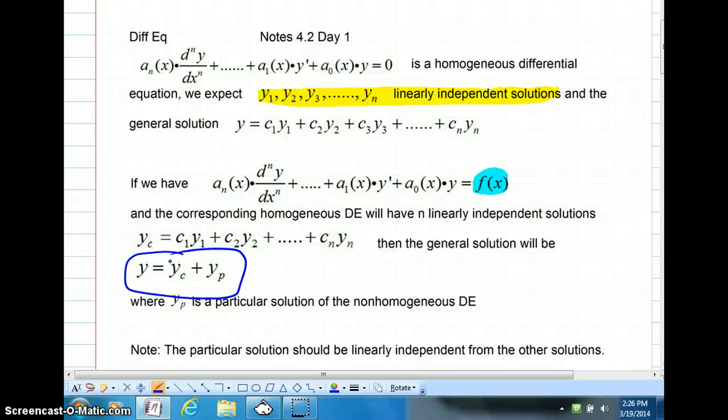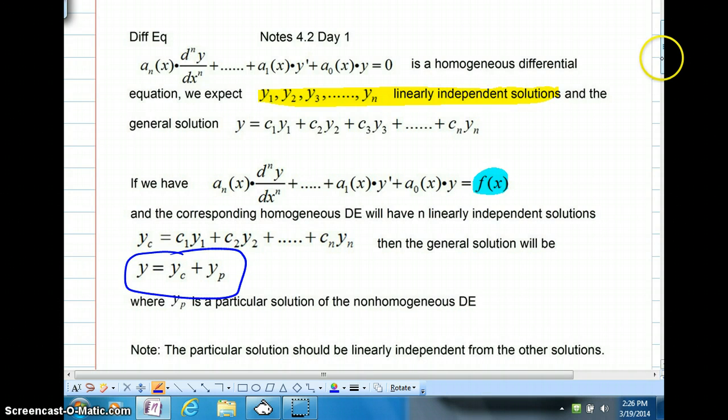If you were to have y sub c plugged into this differential equation, of course, that would yield 0 if you were to substitute y sub c in there. You add y sub p into it, we would say, hey, if you plug y sub p in, that left-hand side would be f of x. So that's why that would work. That's why that would be true.